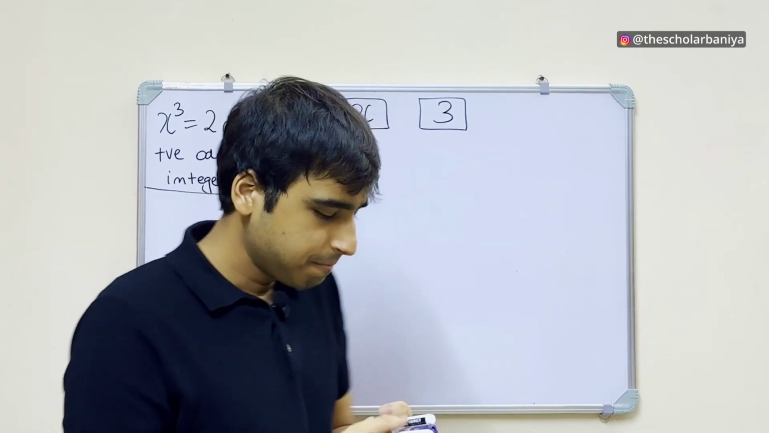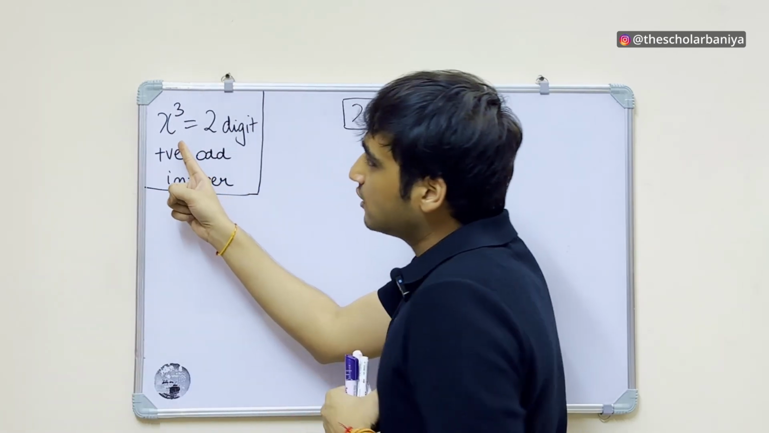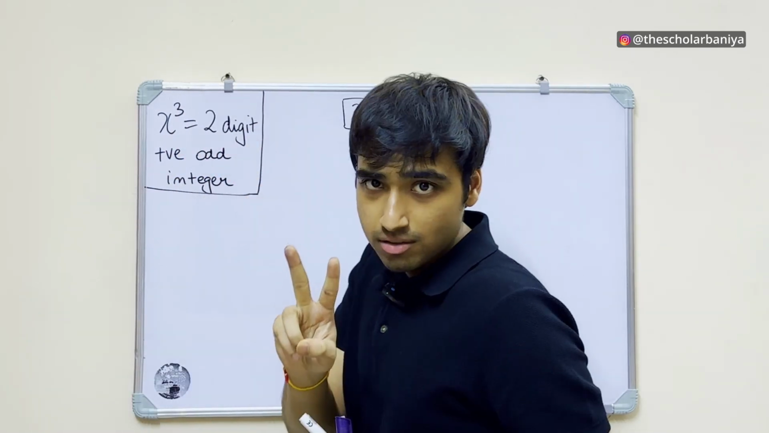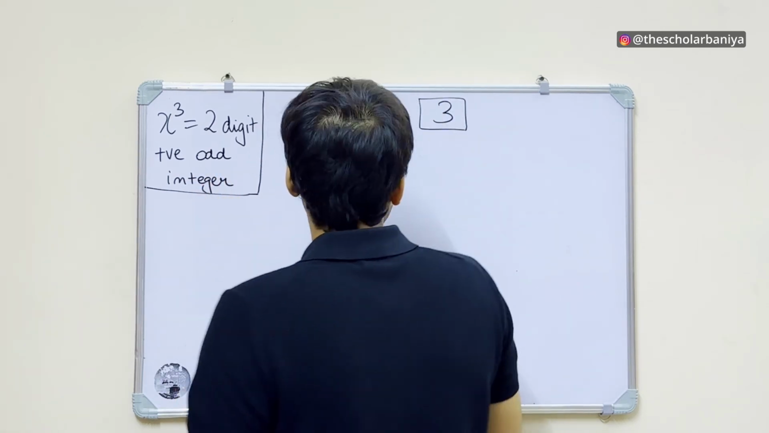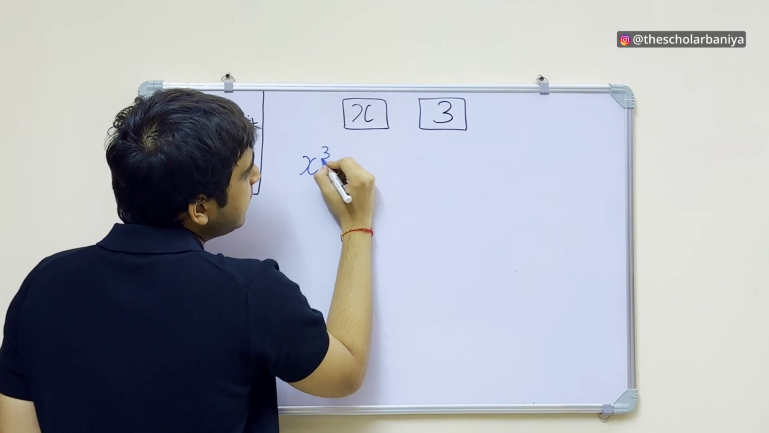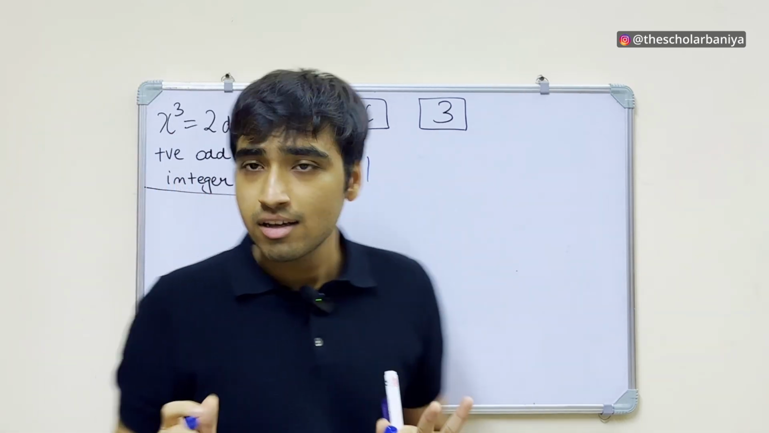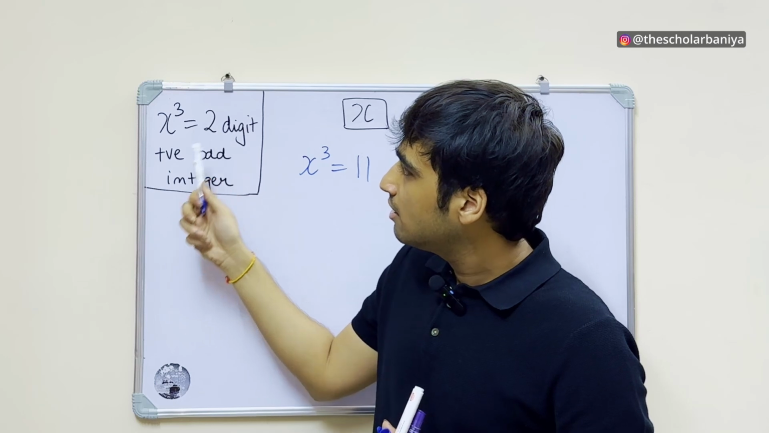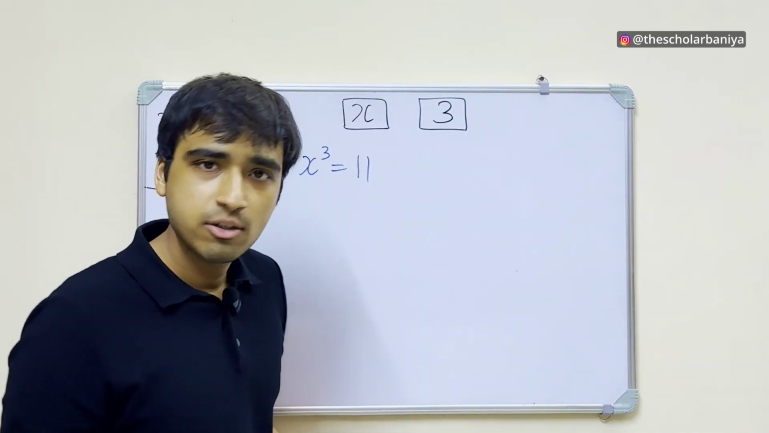So tell me one thing. We know that x cube is what? A two-digit positive odd integer, right? This means that x cube can be equal to 11. It can be equal to 11, right? Why? Because 11 is a two-digit positive odd integer. So x cube can be equal to 11.